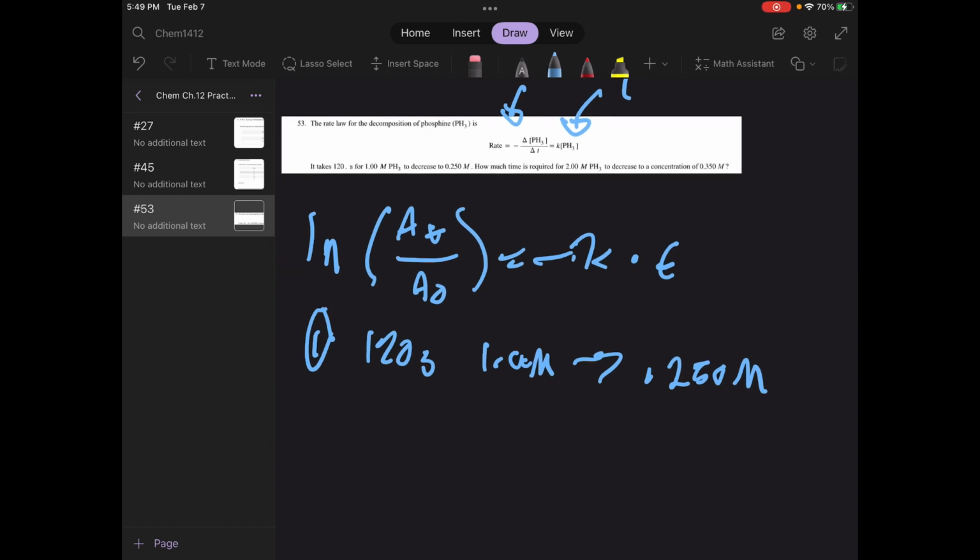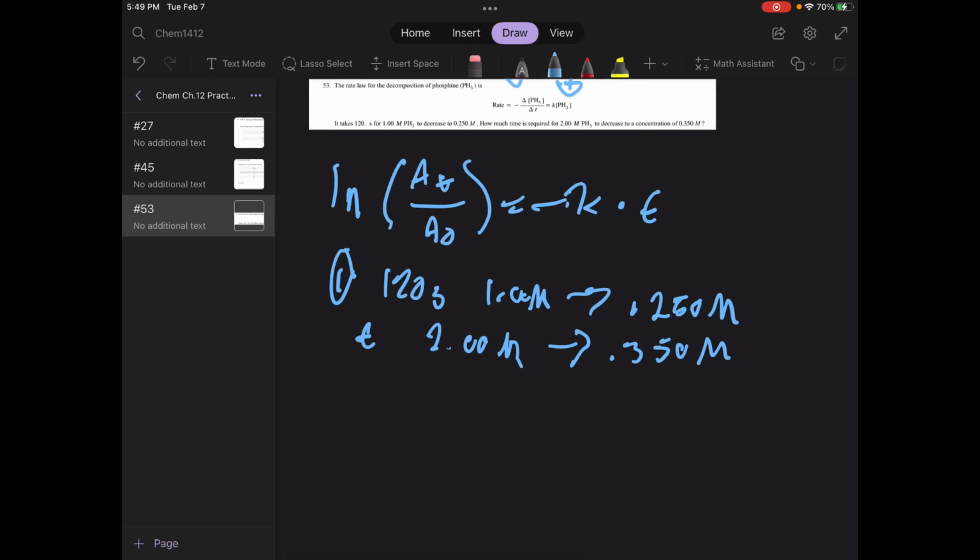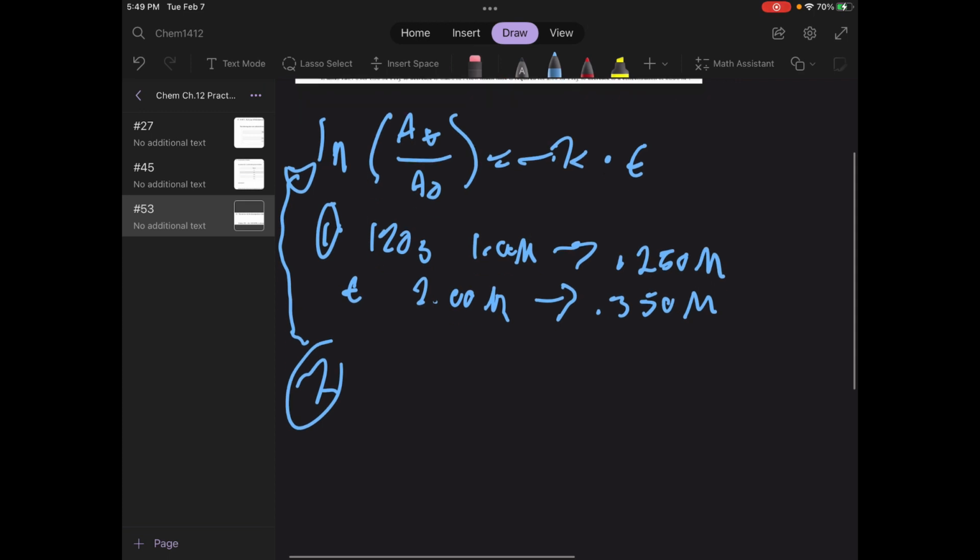And what we're trying to look for is t for [A] to go from 2.00 M to 0.350 M. So the next step here would be step 2: plug in what we know. Essentially we're looking for k at this point, since we have everything to fill in on our equation from the first part to get our k.